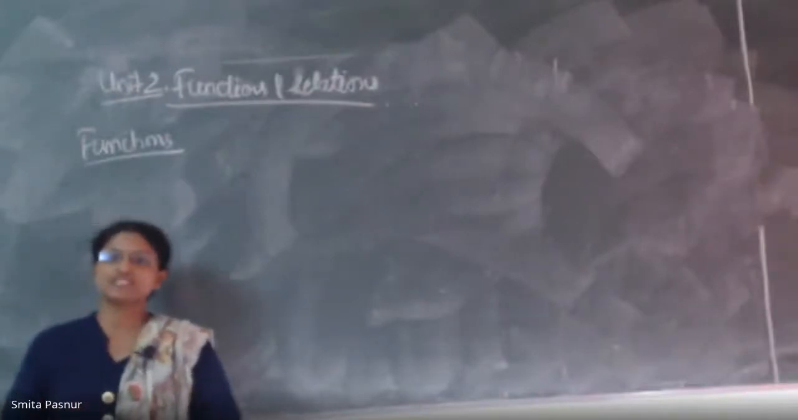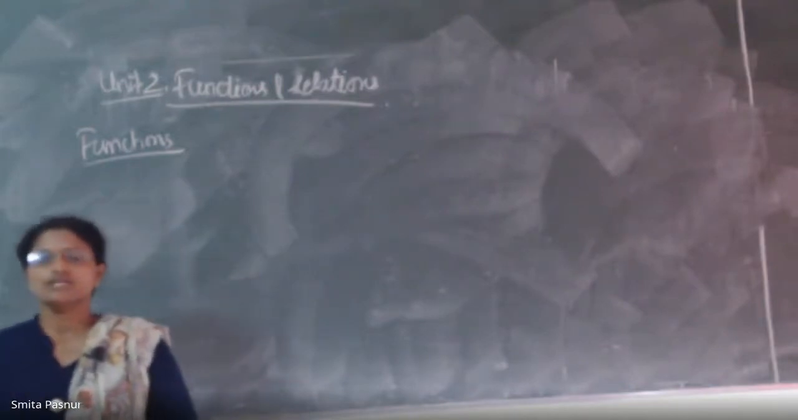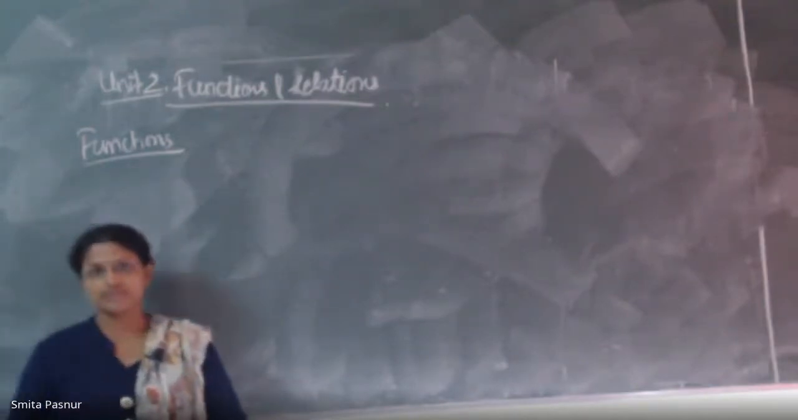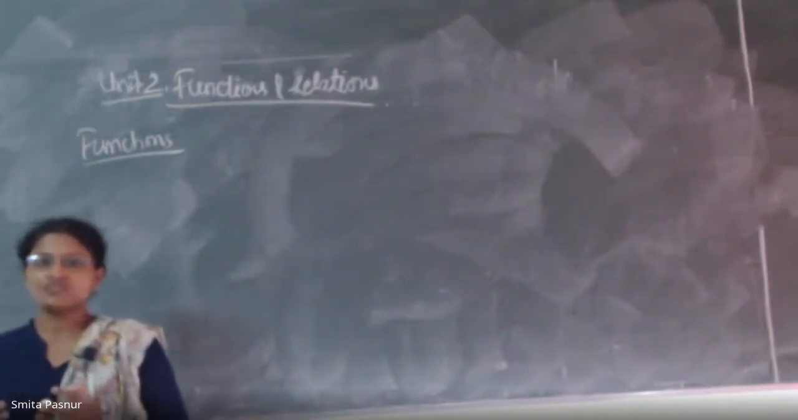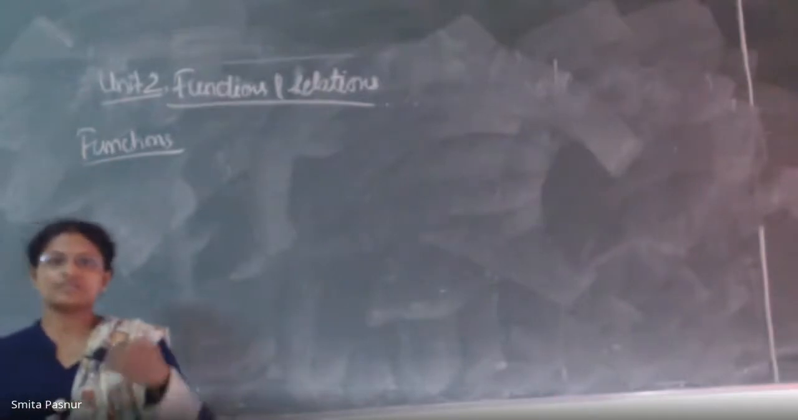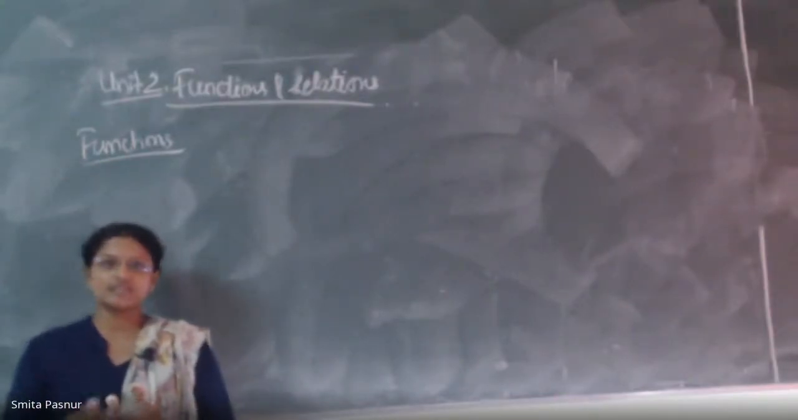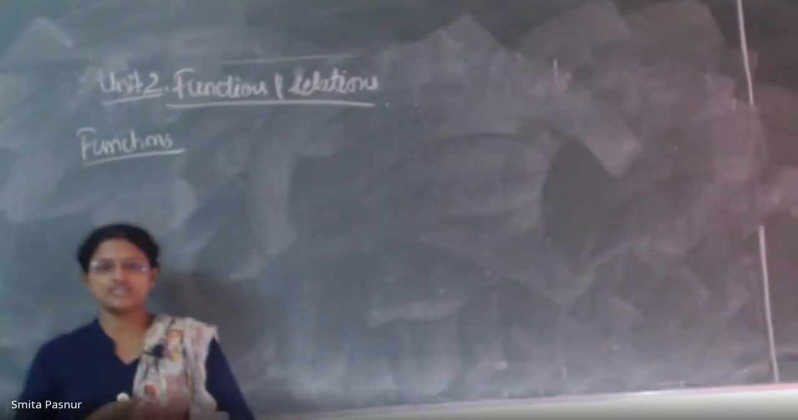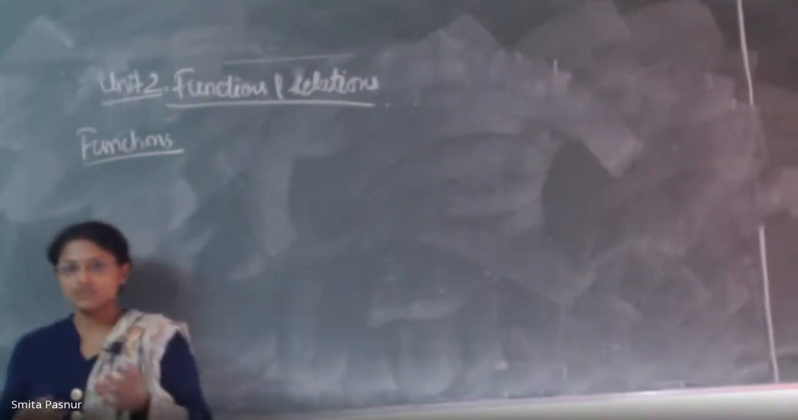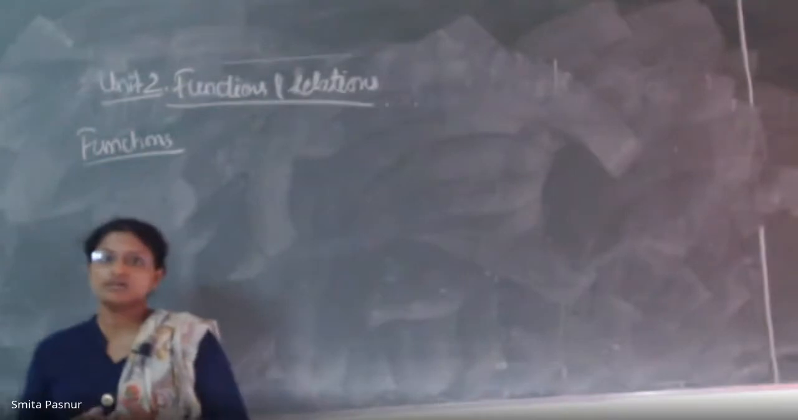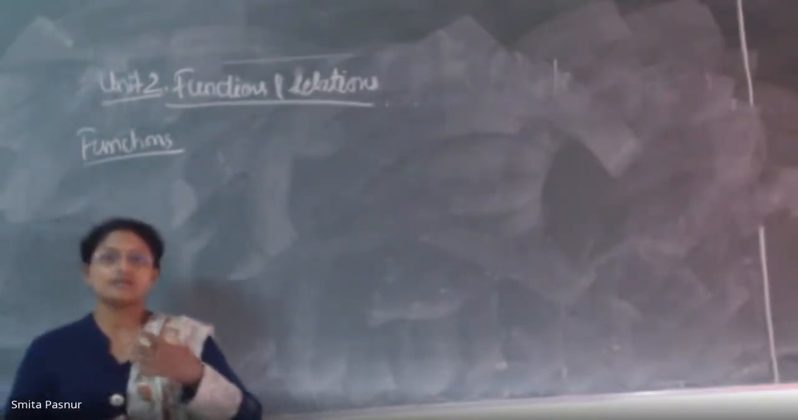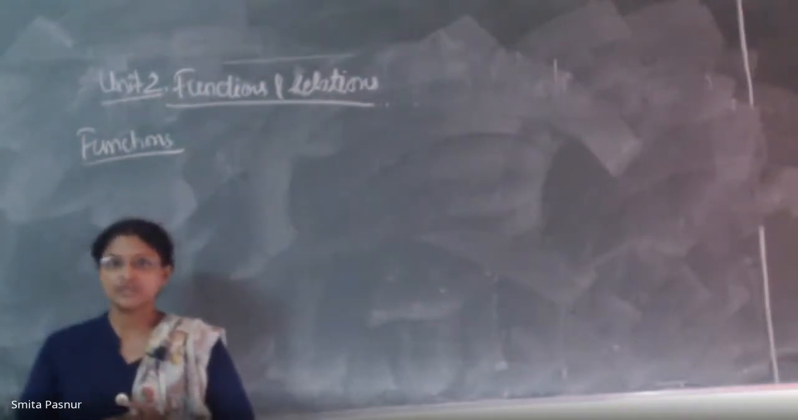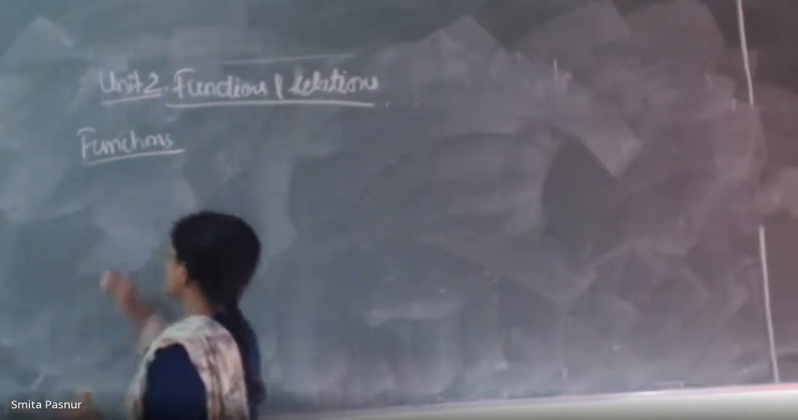So, in today's lecture, we will see Unit 2, that is functions and relations. Okay. So, this is again a very important chapter, functions and relations. Here, in the first chapter, we saw the basic theory, the set theory. Now we are going to see the relations between those sets, and what type of functions or relations you can apply between the elements of the set. Okay. So we will first start with function.